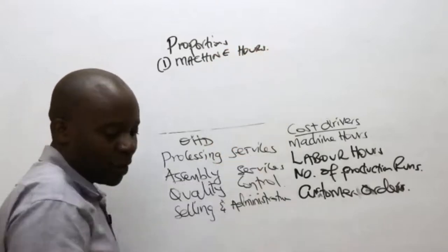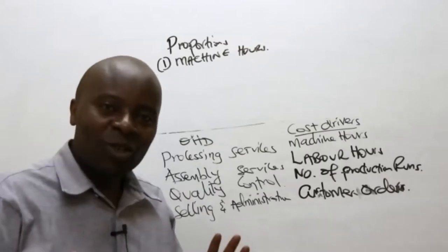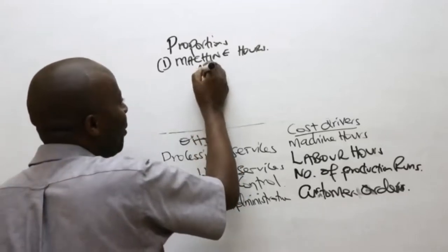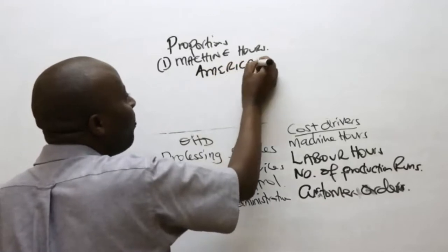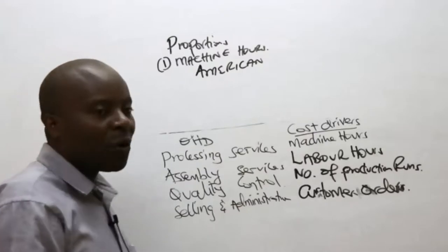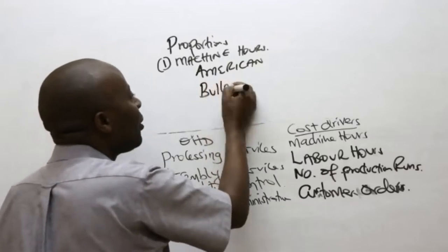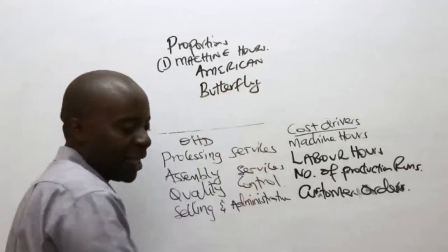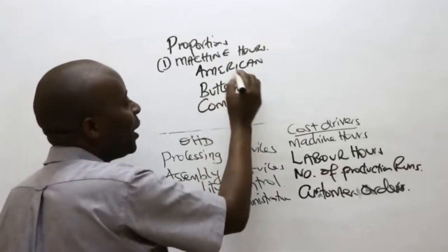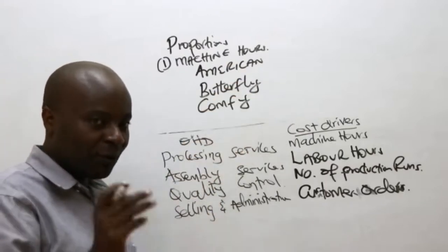So machine hours for my products. What do we have here? Remember the products were these sofa sets, where we had 3 types. We had the American. I want to know how many machine hours this American sofa set will take. We have the butterfly. And then lastly, we have the famous comfy. Comfy is the one that I chose. If I was to buy one between the three, I would have gone for comfy.